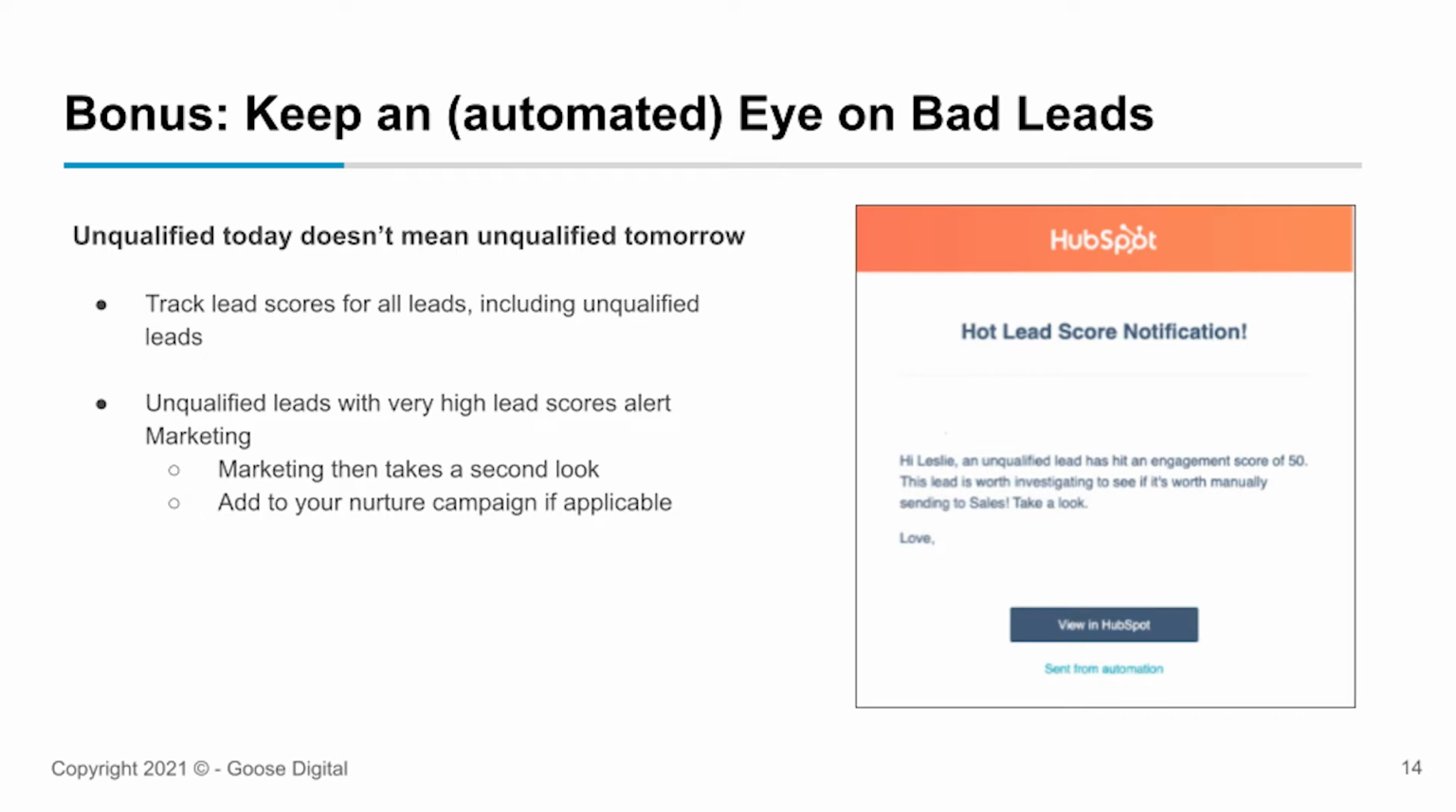Then filter out those leads that have very high scores and send them back to marketing to requalify them. If they meet your needs or they meet your qualifications, you can add them into your nurture streams or create a specific branch particularly for that bucket.